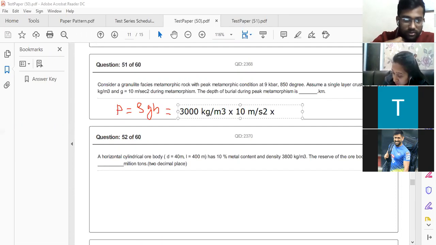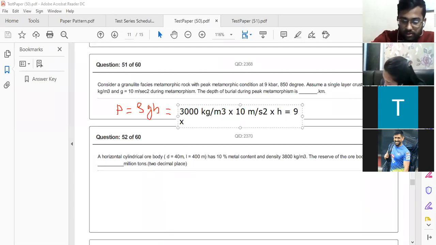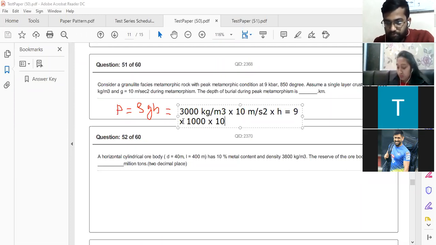Divided by, we have to calculate the height, and I am writing h in kilometer. So h is equal to p, which is given as 9 kilobar. So 9 multiplied by 1000 for kilobar to bar. Bar means 10 to the power 5 Pascal. Now you have your value in Pascal. Pascal means kg per meter per second squared.